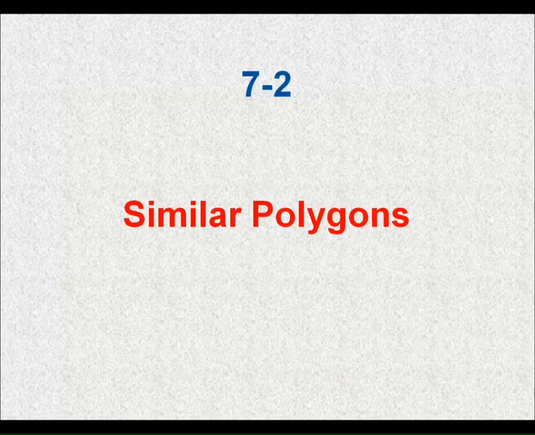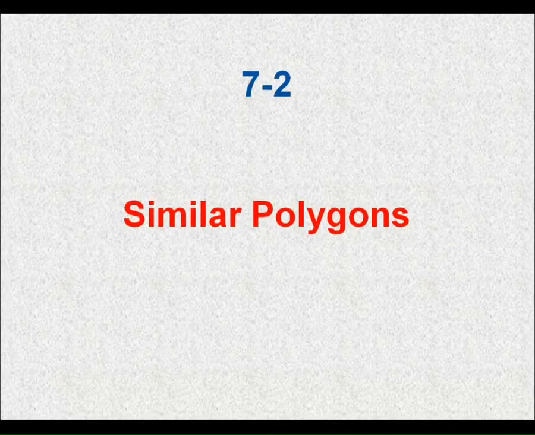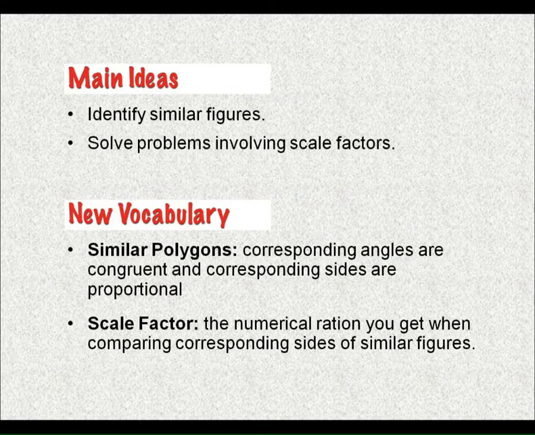This is the second one of chapter 7, which is called similar polygons. First, the only two vocab terms you need to know in this chapter are what a similar polygon is and what a scale factor is. A similar polygon has corresponding angles that are congruent, that are the same, and corresponding sides that are proportional. So it's two figures that have the exact same angle measures, but their sides are all proportional.